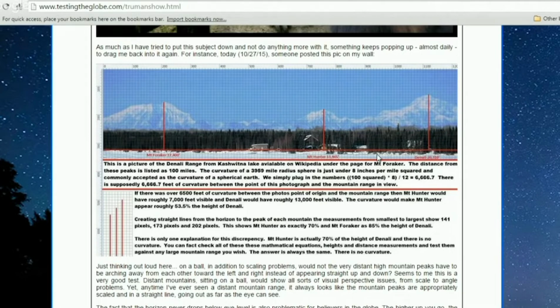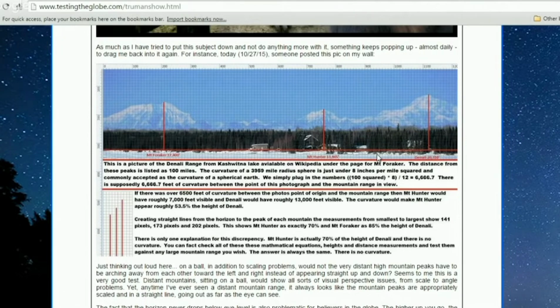If there was over 6,500 feet of curvature between the photo's point of origin and the mountain range, then Mount Hunter would have roughly 7,000 feet visible, and Denali would have roughly 13,000 feet visible. The curvature would make Mount Hunter appear roughly 53.5% the height of Denali. Creating straight lines from the horizon to the peak of each mountain, the measurements from smallest to largest show 141 pixels, 173 pixels, and 202 pixels. This shows Mount Hunter as exactly 70% and Mount Foraker as 85% the height of Denali.